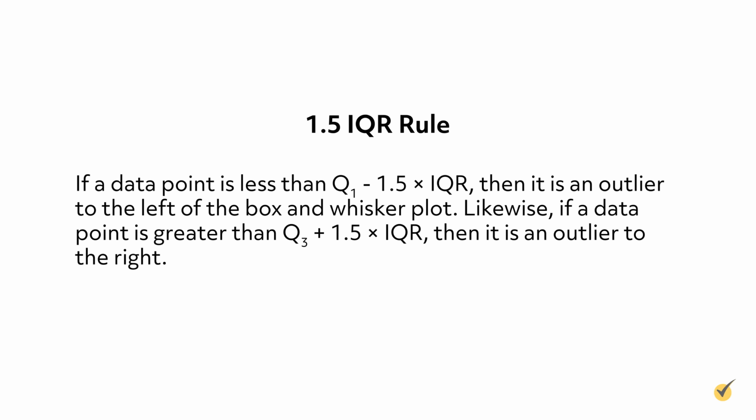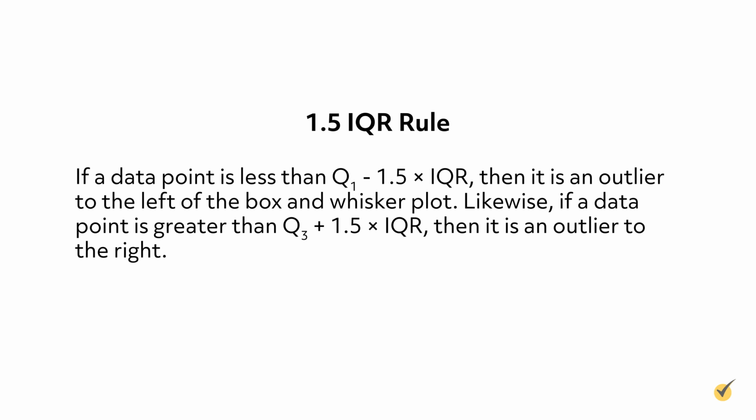If a data point is less than Q1 minus 1.5 times the IQR, then it is an outlier to the left of the box and whisker plot. Likewise, if a data point is greater than Q3 plus 1.5 times the IQR, then it is an outlier to the right. Let's look at an example of a dataset with an outlier.